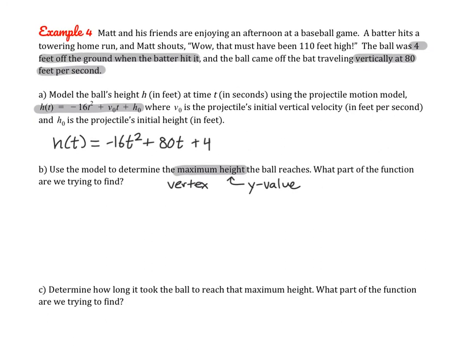So we know that to find the y value of our vertex, when it's in standard form, we first have to find the x value. So we're going to use that formula, x equals negative b over 2a. And we are going to use this model to first find the x value, and then we'll find the y value. So we have x equals negative 80 divided by 2 times negative 16. And this gives us an x value of 2.5.